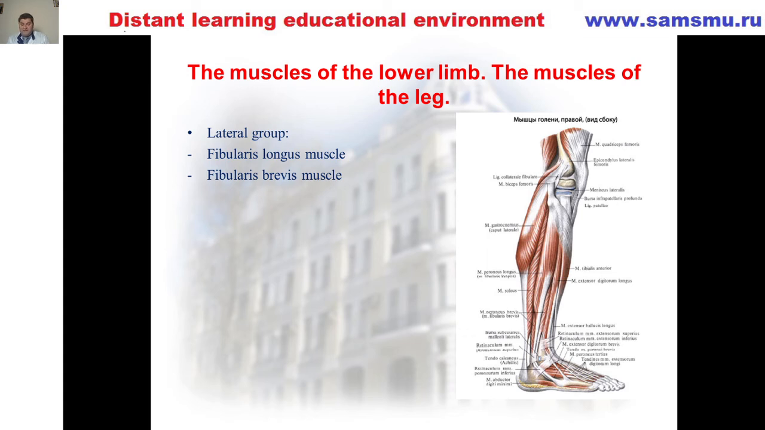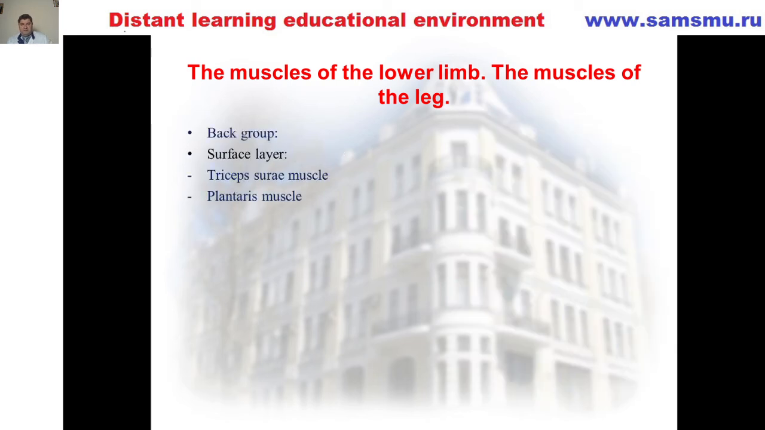It sometimes gives off a thin slip to the tendon of the extensor of the fifth toe. Action. Both peroneal muscles pronate the foot, lowering its medial and raising its lateral borders. They also abduct the foot and assist the other muscles in its plantar flexion.